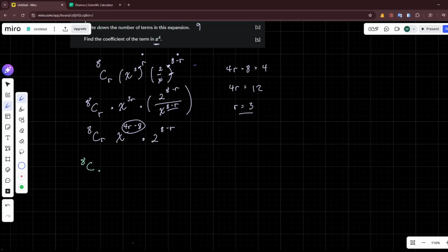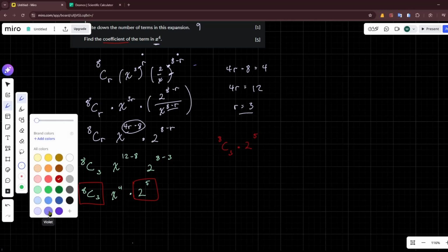So we're going to have 8 choose 3, x to the power of 12 minus 8, 2 to the power of 8 minus 3. And this is going to give us x to the power of 4, which is what we expect. And it's also going to give us 2 to the power of 5, and we're also going to get 8 choose 3. And really, for answering this problem, we've only been asked to find the coefficient of the x to the power 4 term. So we're mainly interested in this and this to find our solution. So 8 choose 3 times 2 to the power of 5. And if we can solve that, we'll have the answer to the problem.